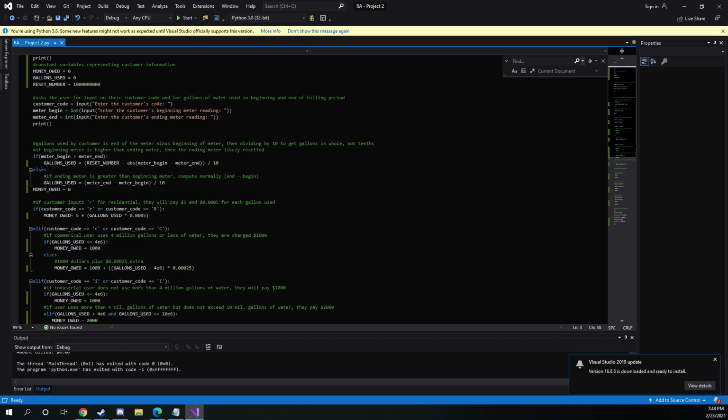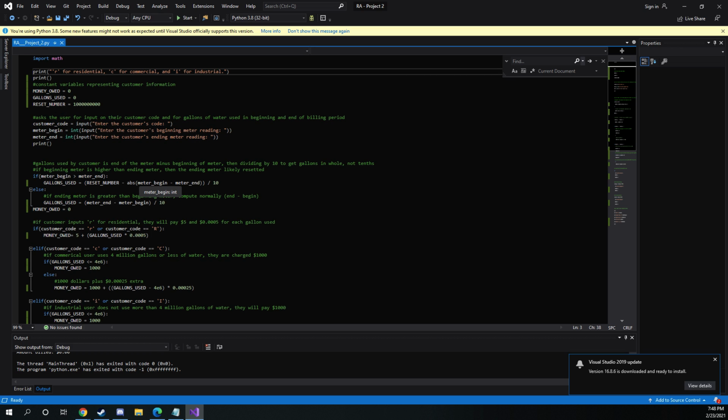So we set the gallons used, because this is calculating how many gallons they used, equal to reset number minus the beginning meter minus the ending meter, all divided by 10. So we want to first calculate the beginning meter minus the ending meter, and then have that value subtracted by the reset number, so 1 billion minus this value. And once we get that value, we divide it by 10, because the meter dial calculates in tenths of a gallon. So we want to remove the tenths and have it in whole gallons.